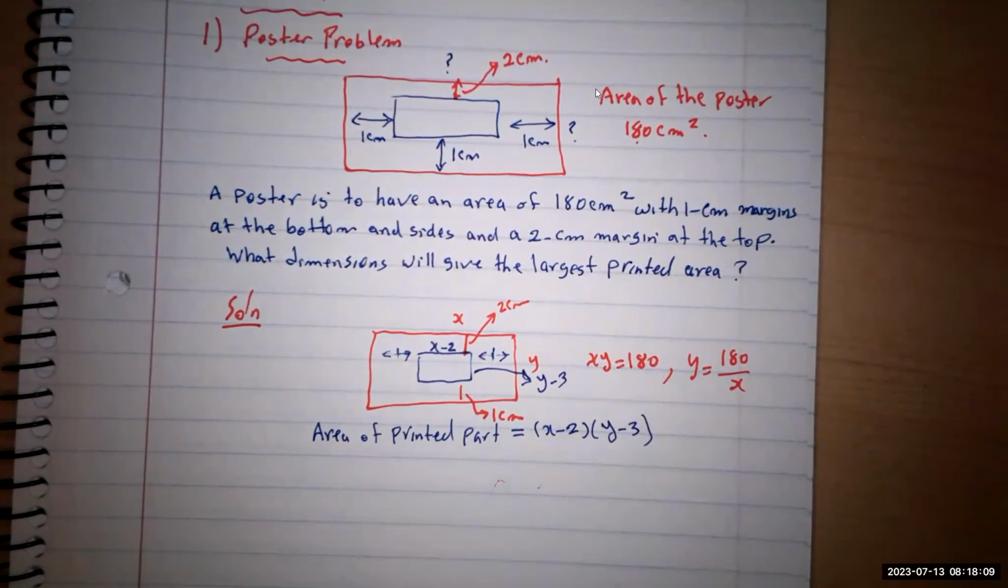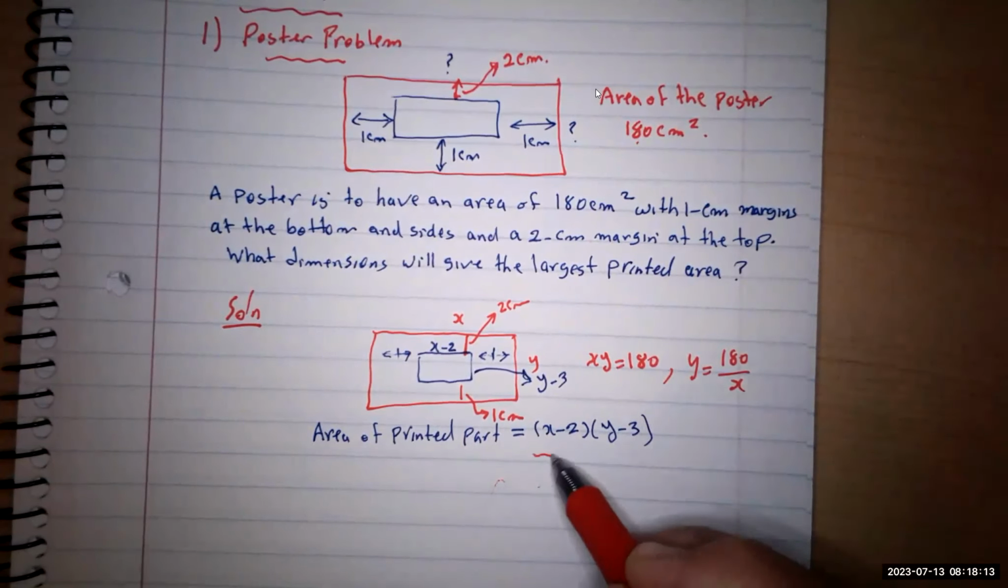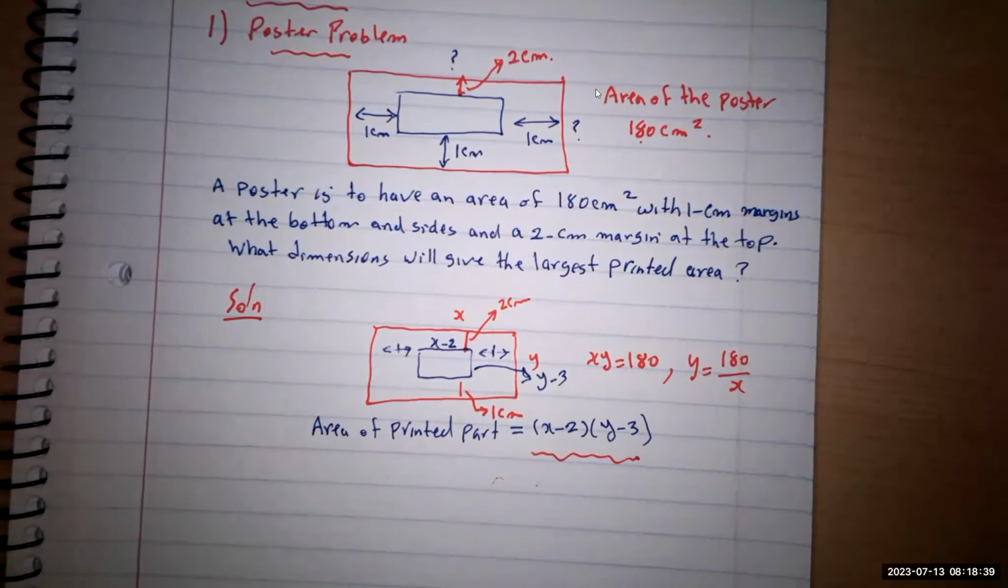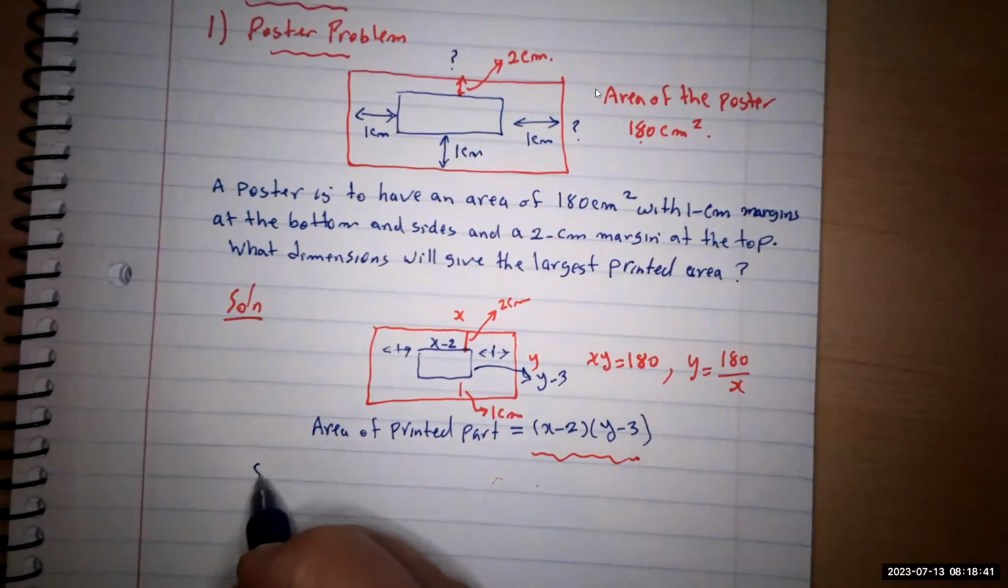Okay, now we are ready to set this up. This is the quantity that you want to maximize. So you would like to find x and y so that x minus 2 times y minus 3 is a maximum. The quantity that you want to maximize or minimize is the one that you call a function, and then you use the derivative of the function to find the maximum. So the problem starts from here, where you introduce a function.